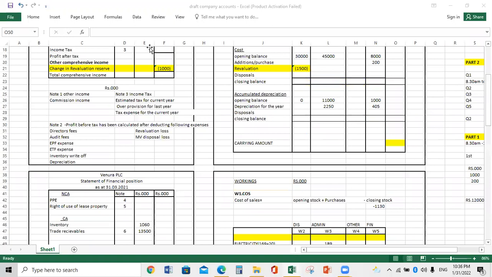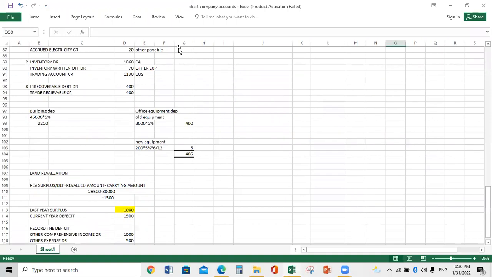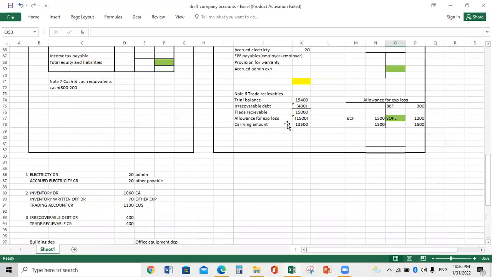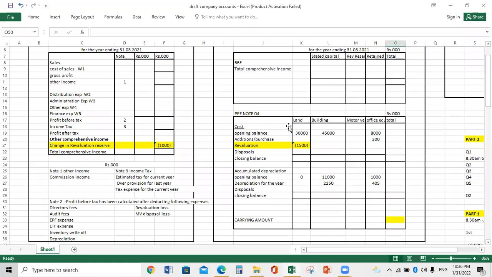Can't we put 1,500 under OCI? No, you can't. That's completely wrong. The maximum you can take from OCI is 1,000 because your reserve is only 1,000. That's the maximum you can take. If you have only 1,000 in your till, how can you take 1,500 out of it? In the reserve, you only have 1,000, so you can take 1,000 maximum.